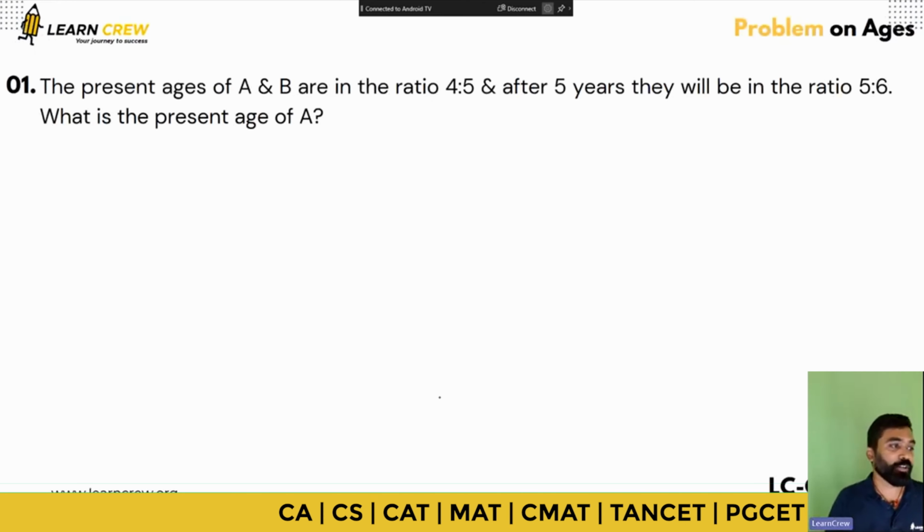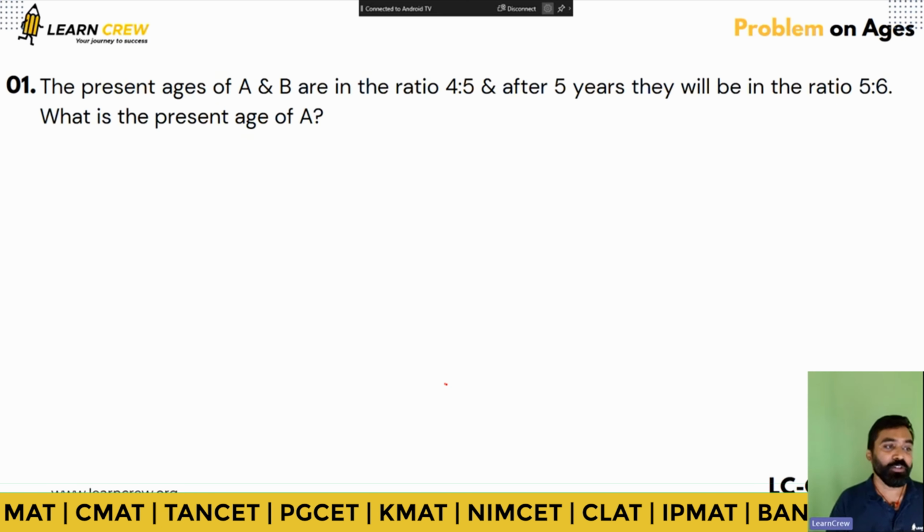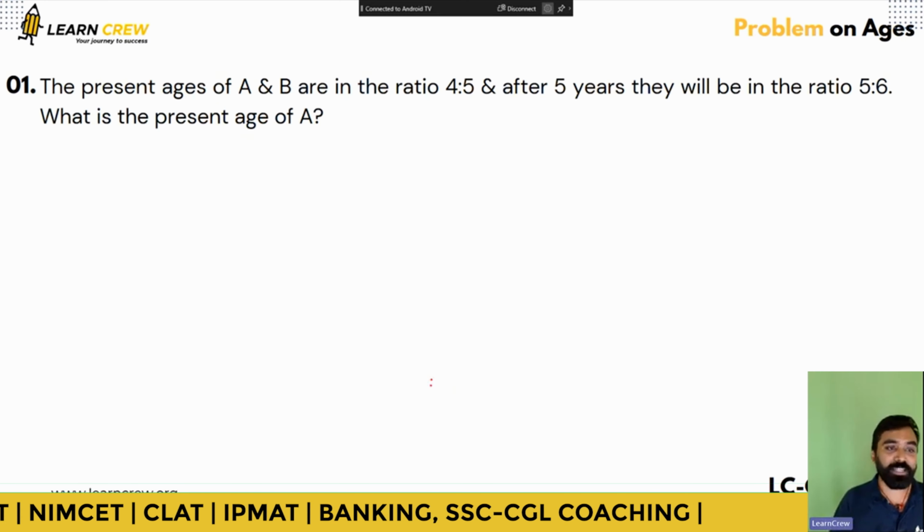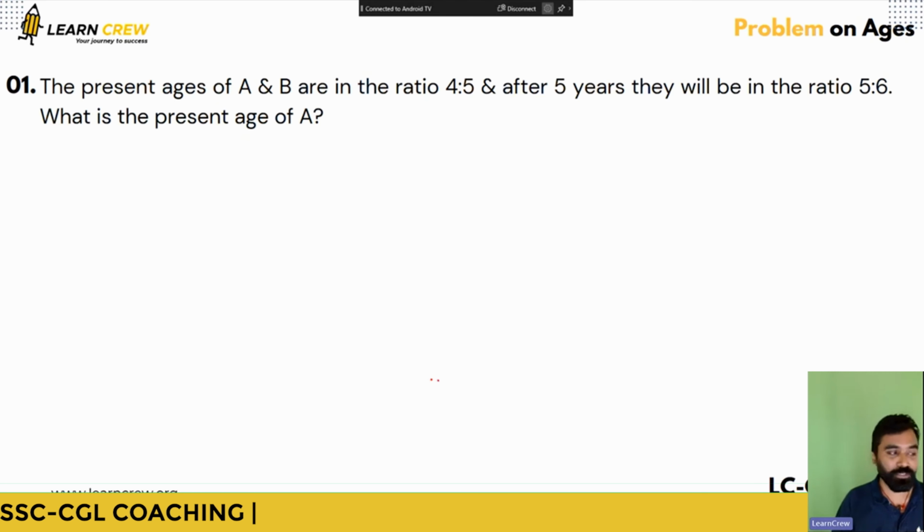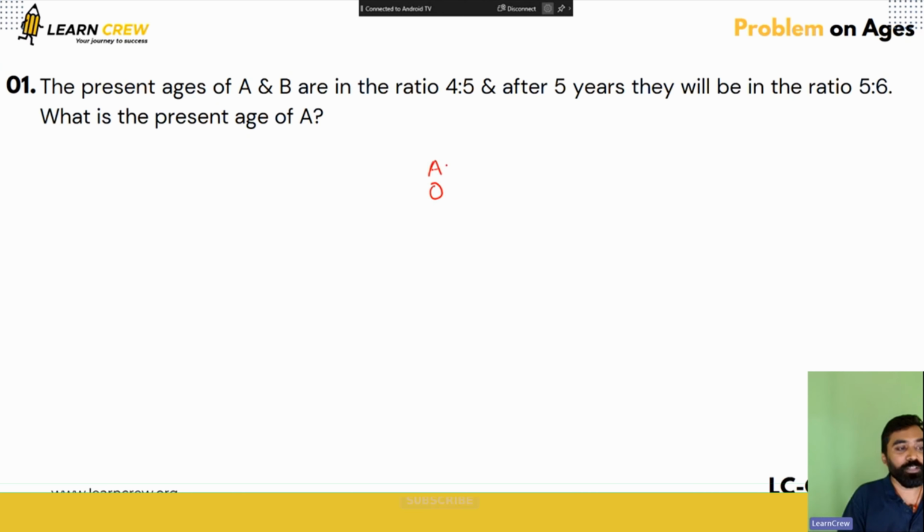The first question. The present ages of A and B are in the ratio 4:5. After 5 years, their ages will be in the ratio 5:6. What is the present age of A? The first question, I will help you solve it. Now, you are here. This is the present.